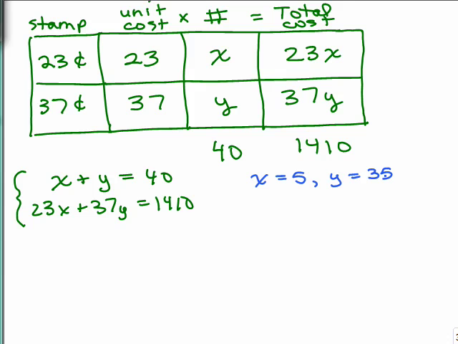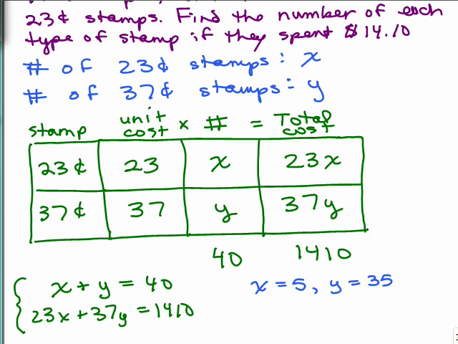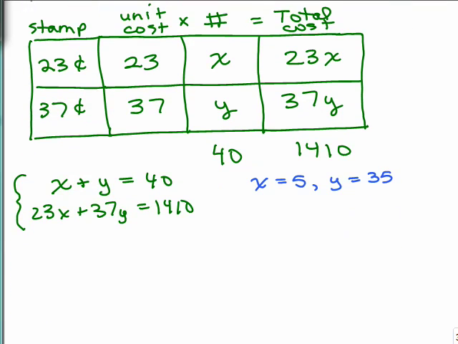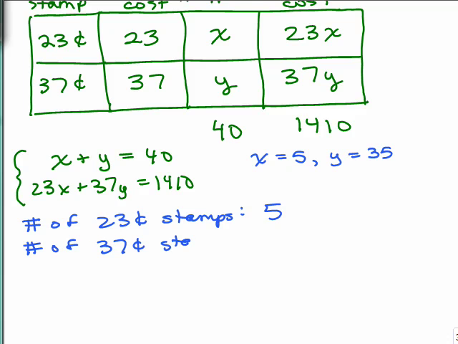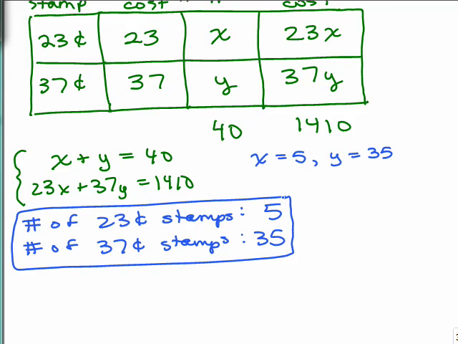But in the problem, there was no X and Y originally. Remember? You have to know what X and Y stand for. X is the number of 23-cent stamps. So I've got the number of 23-cent stamps: there's 5 of them, right? And the number of 37-cent stamps looks like there's 35, if this is correct, which we'll definitely make sure by checking. All right, so let's check.